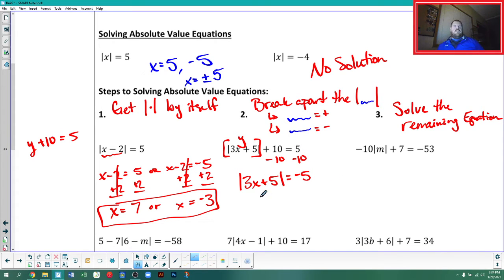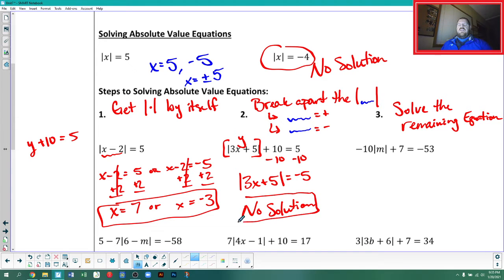Now here's the question. This is where something comes into play. Can I have an absolute value equal a negative number? It's this problem right here. No, I can't. That's a no solution. You don't have to go any farther, because the next step would be incorrect. Like if you broke it apart and said 3x plus 5 equals negative 5 and 3x plus 5 equals positive 5, that's an incorrect statement. Okay.